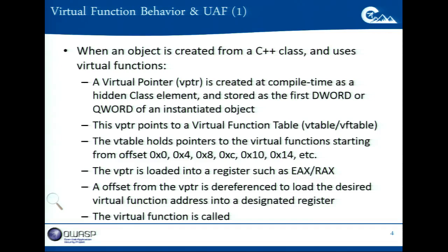So we dereference the vpointer out of the object, and then we dereference an offset from that vpointer into the virtual function table to load the desired virtual function, and then we eventually call it. The second double word or second quad word is something called the reference counter, which becomes very important, and I'll explain why in a moment.